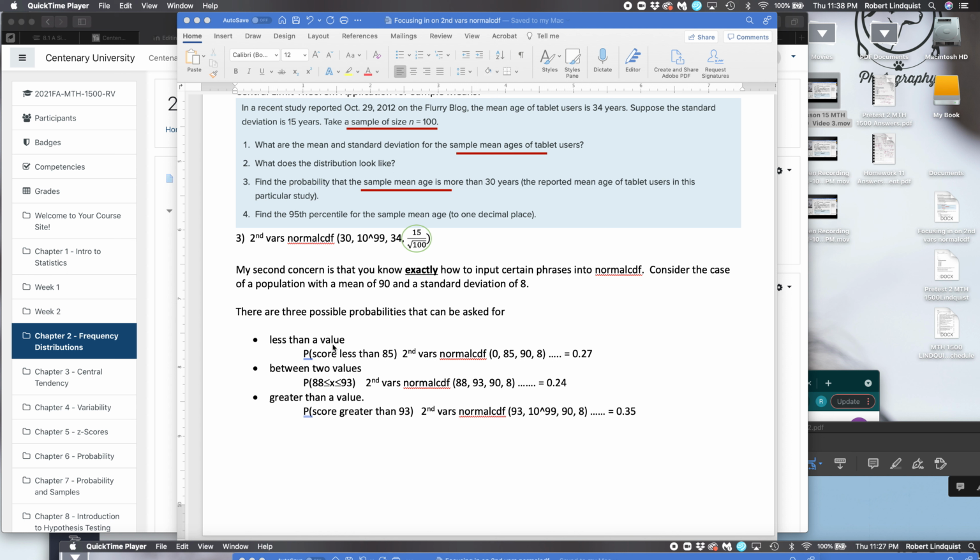So if they ask you for the probability that it's less than a value, you're still going to go to 2nd VARS normal CDF, but the first one is always the lower. And the lower in this case would be 0, because we can't get less than 0. And this wants a score less than 85. So 0 is the lowest score we can get, 85 is the highest score we can get. So whatever the lowest score is goes in the first place, then 85 is the highest score. So you're going to go from 0 to 85. The mean and the standard deviation stay the same. You punch that through the calculator, it'll tell you 0.27.